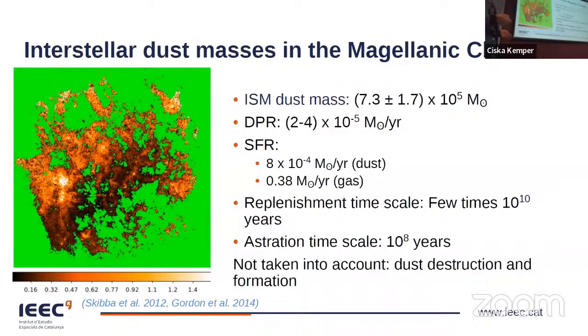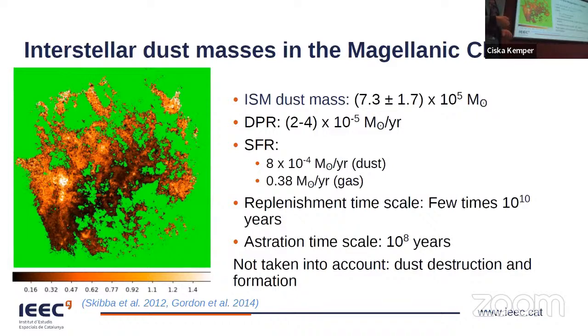And in doing so, you can derive a total dust mass of about 7 times 10 to the 5 solar masses. Recall that the dust production rate is a few times 10 to the minus 5 solar masses per year. And this means that the replenishment time scale, in other words, the time that it takes to produce the entire amount of dust in the interstellar medium of the LMC, is a few times 10 to the 10 years, which just about corresponds to the age of the LMC and the age of the universe itself, of course. So it's a very tight fit here.